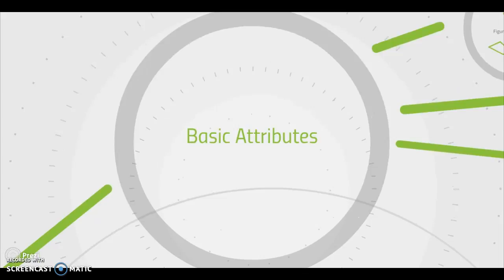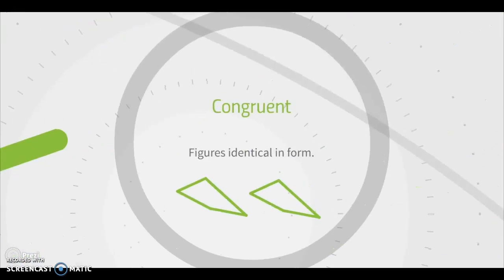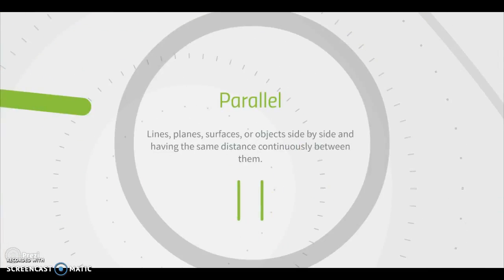The basic attributes of geometric shapes include congruency. Congruency is when two figures are identical in form. A quick way to check if two figures are congruent is to place one over top of the other. If they completely overlap, then they are the same size and the same shape, otherwise known as congruent. The two figures on the board, if placed one on top of the other, would completely overlap, making them congruent figures.